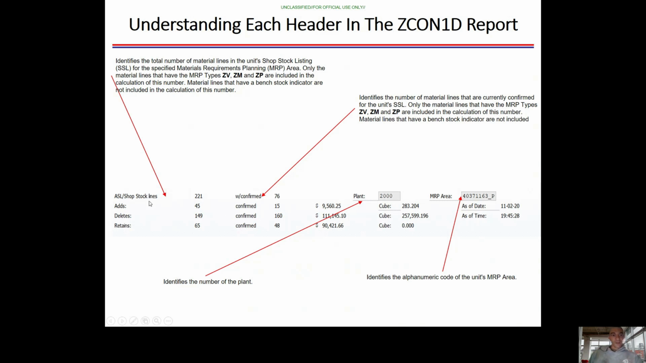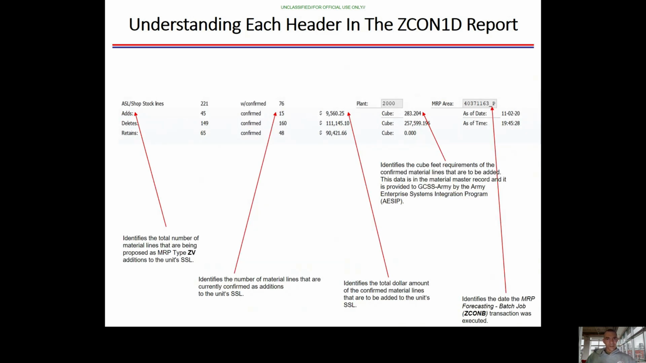To the right of the ASL shop stock lines, you have the one with confirmed. This identifies the number of materials that are currently confirmed on the unit's SSL. Like I said, only materials with ZV, ZM, and ZP are included. Bench stock is not. When it talks about the plant, that's pretty self-explanatory: plant 2000 for us. If you're SSA, it's plant 2001. And then your MRP area is the alphanumeric code of your unit's MRP area. If you're a maintenance manager and you are constantly looking at other shop stock and mat sits, I recommend that you have a cheat sheet or something with all of your units' MRP areas.